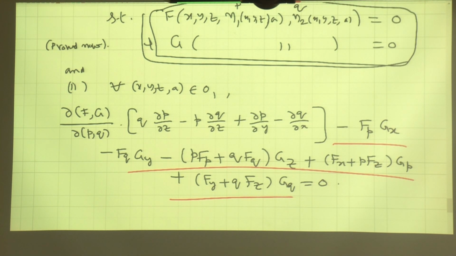Q dou P by dou Z minus P dou Q by dou Z plus dou P by dou Y minus dou Q by dou X equals 0. That is precisely the integrability condition for P dx plus Q dy minus dz equal to 0. Remember, this is the thing that we wanted to propose, no? This is integrable. In fact, we computed this in the last lecture, X dot curl X, if and only if this bracket is 0. And then we are done. So all that remains for us to do is solve this particular linear equation.